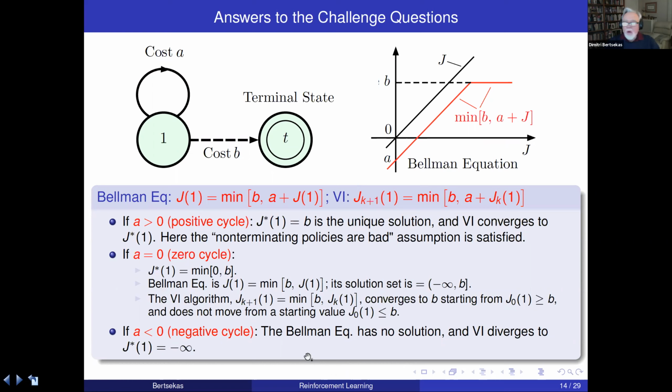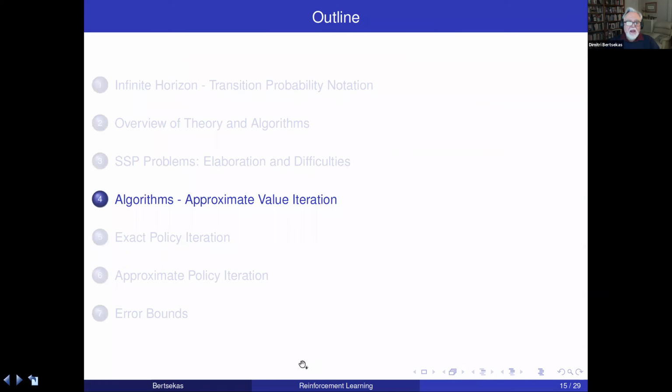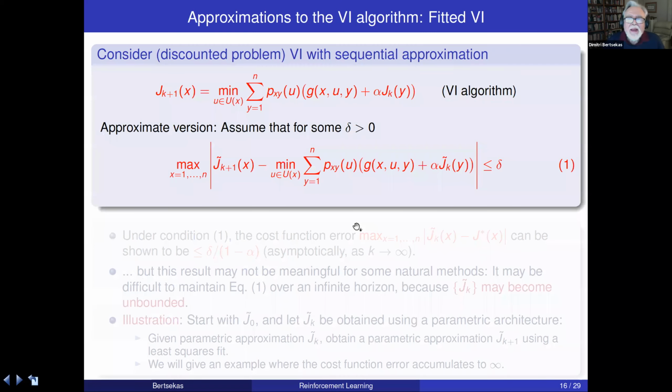Okay, so let's go right along. Let's go into algorithms some more, in particular, an approximate version of value iteration. Now, we have discussed in the previous lecture an approximate version of the dynamic programming algorithm, the so-called fitted value iteration, and we're going to discuss the same algorithm in the context of infinite horizon problems. And this is fitted value iteration.